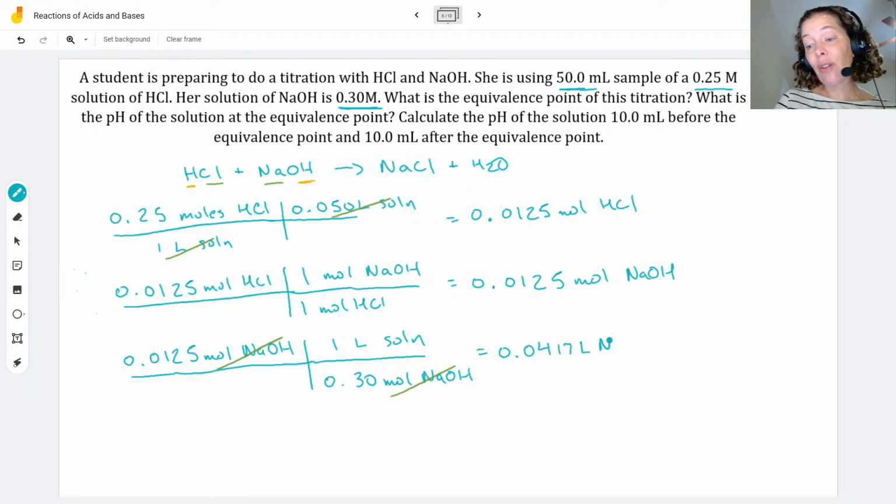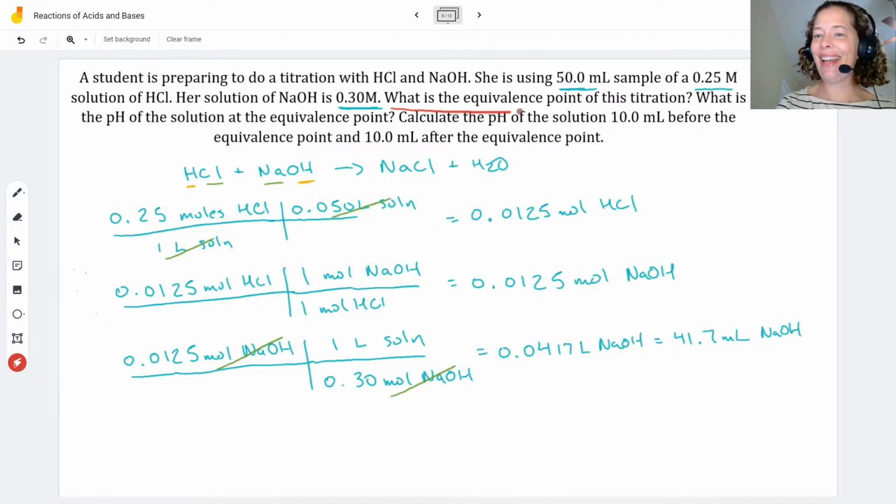Again, that is liters of sodium hydroxide, but sometimes this makes more sense in milliliters, although the problem didn't specify it. It's going to be easier if I have milliliters to know what is 10 milliliters before the equivalence point and 10 milliliters after the equivalence point. Okay, so that is a long time to answer what is the equivalence point of this titration. It is when you have added 41.7 milliliters of sodium hydroxide.